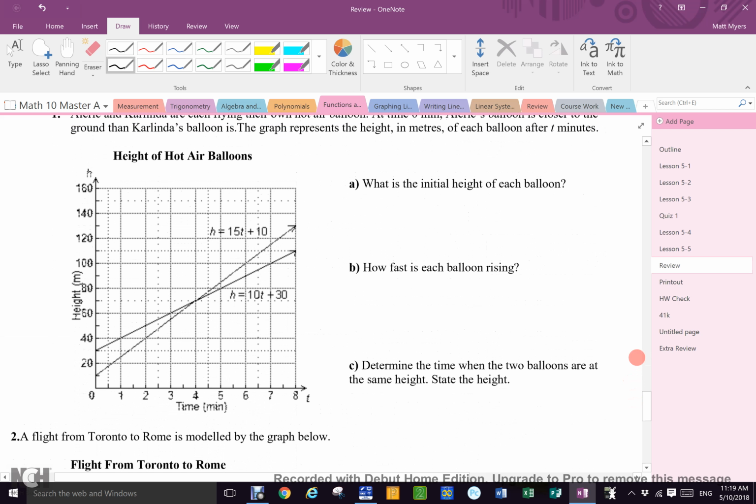Initial height of each balloon: 10 meters and 30 meters, 1 mark. How fast are they going up? 10 meters per minute and 15 meters per minute. When are they at the same height? When? We have some other announcements. Oh, state the height. Thank you.